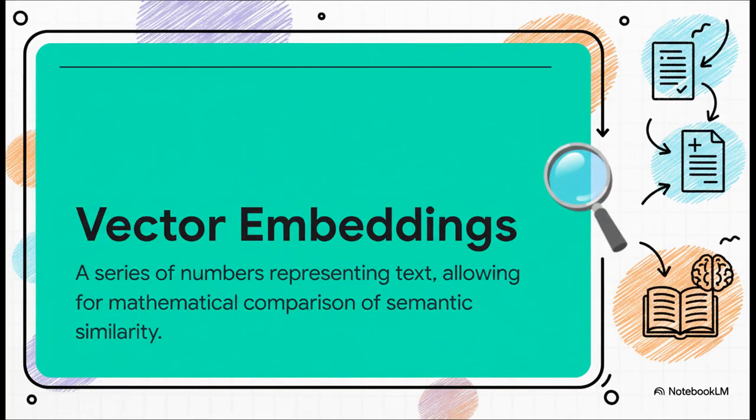So what on earth is a vector embedding? You can think of it like a set of coordinates on a giant map of ideas. Text that means similar things get placed really close to each other on the map. This is what lets the computer understand semantic similarity. It's not just matching keywords, it's matching the actual meaning.